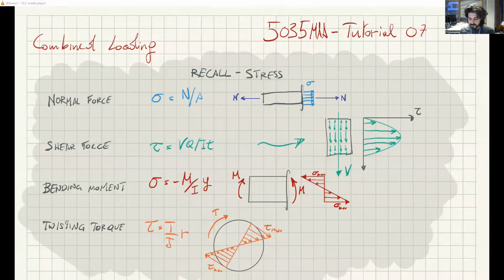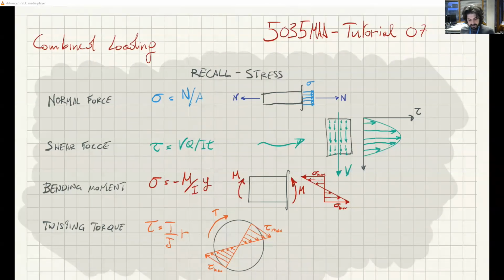All right, this is tutorial 5035 MAA, tutorial number 7. And this is about combined loading. I'll have a quick recap of the lecture about combined loading.